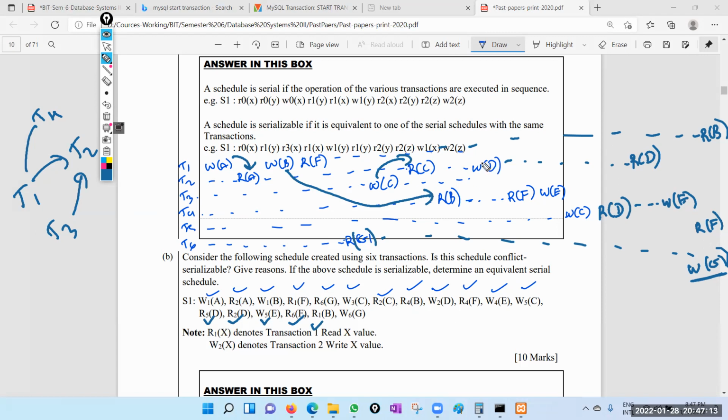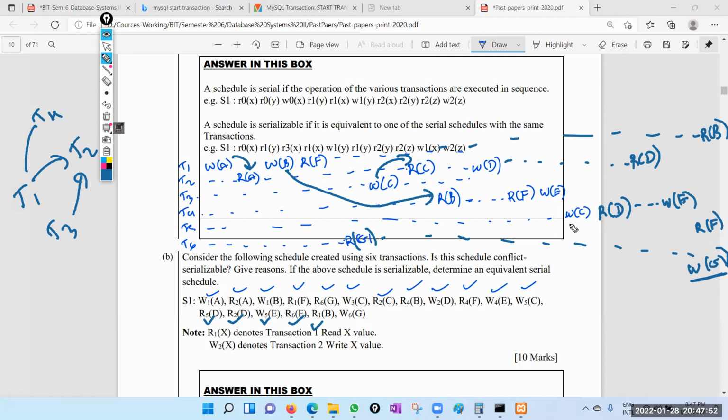So then write D is there. D for the first time. Read F, read F. It's not an issue because both are read, though they are different transactions. Yes, no issue. Write E. E first time, yes.